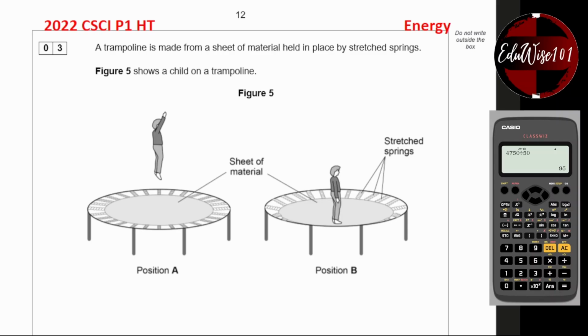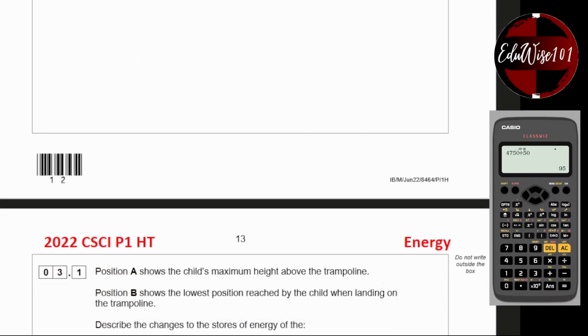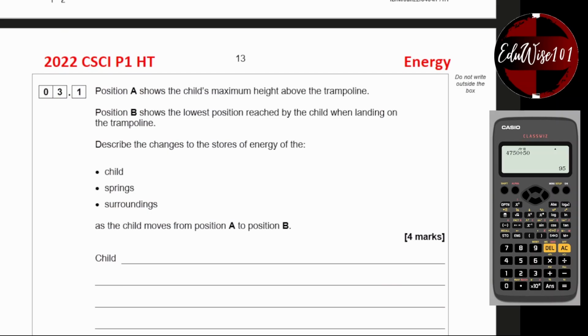Figure 5 shows a child on a trampoline. So you have a child in the highest position here, and B is the lowest position. Position A shows the child's maximum height above the trampoline. Position B shows the lowest position reached by the child when landing on the trampoline.